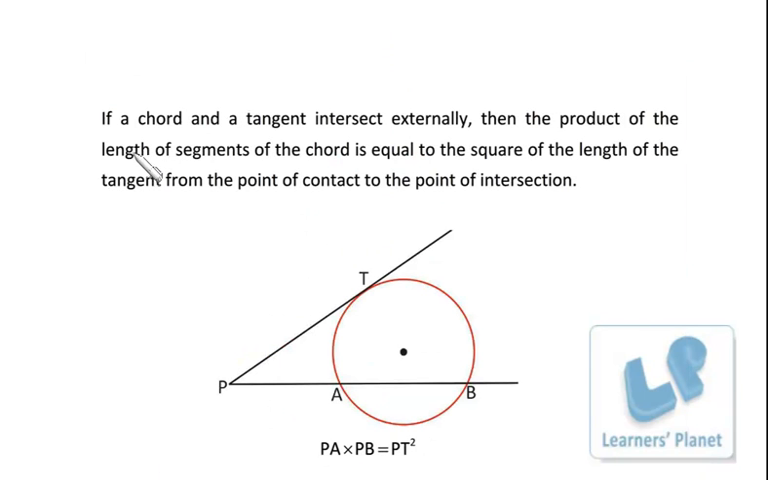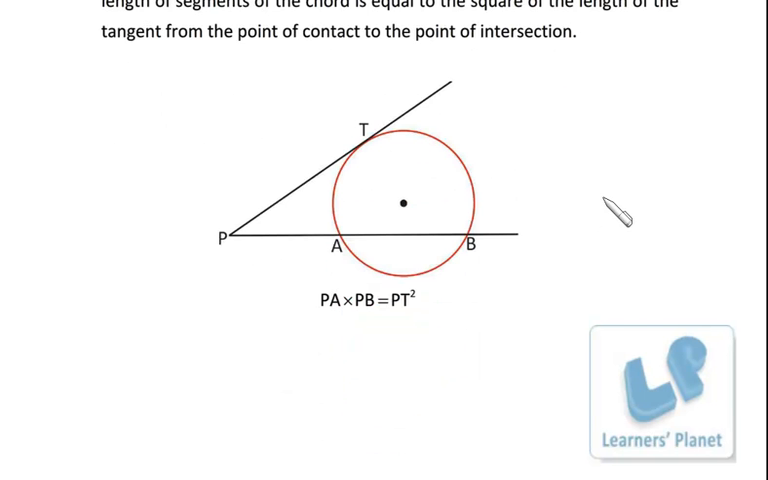Next important theorem: if a chord and a tangent intersect externally, then the product of the length of segments of the chord is equal to the square of the length of the tangent from the point of contact to the point of intersection. Precisely, this AB is a chord, but this complete line is a secant. I have already explained in the previous session the difference between a chord and a secant, right? Precisely, if the chord is extended, it becomes a secant of the circle. So PAB is a secant of the circle and PT is the tangent of the circle. T is the point of contact, right?